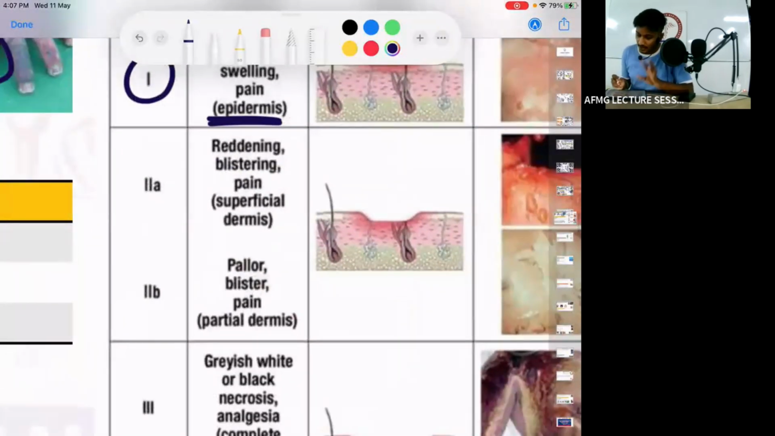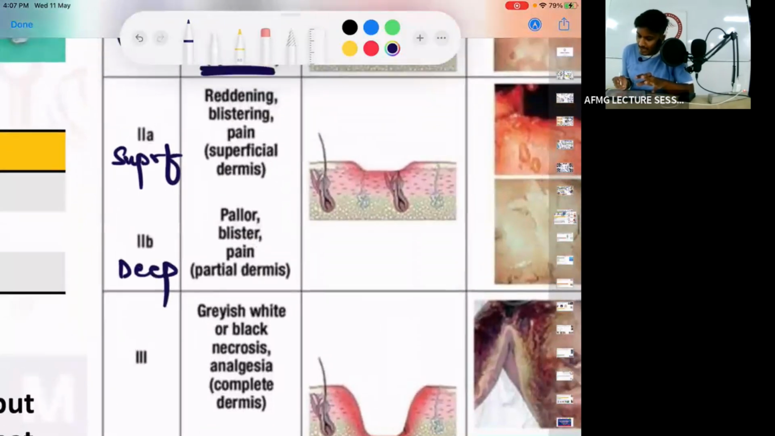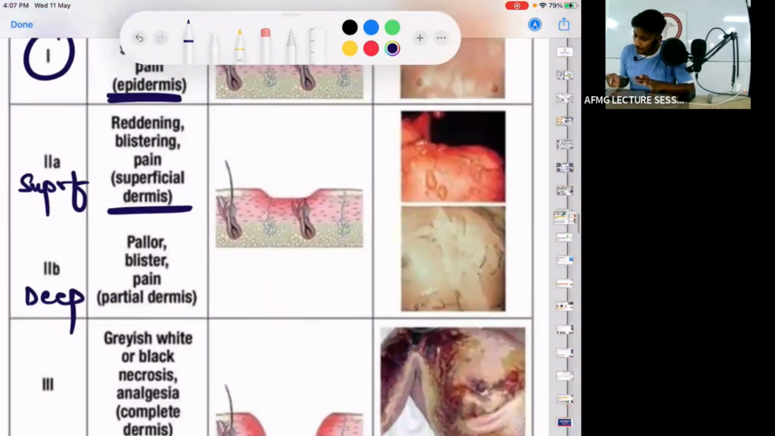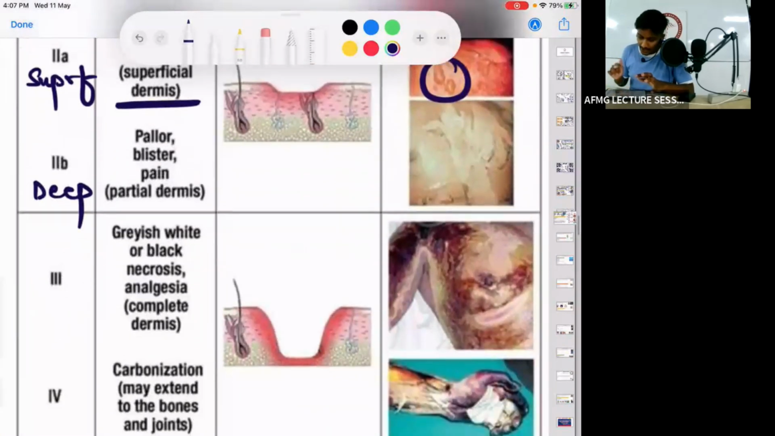Second degree can be divided as superficial second degree burns or deep second degree burns. In superficial second degree burns, what is the damage? Epidermis and papillary dermis, that is the superficial dermis. Here there would be reddening and pain. But the important feature is that blisters are seen, to be specific, in second degree, superficial. Deep second degree burns are deeper burns.